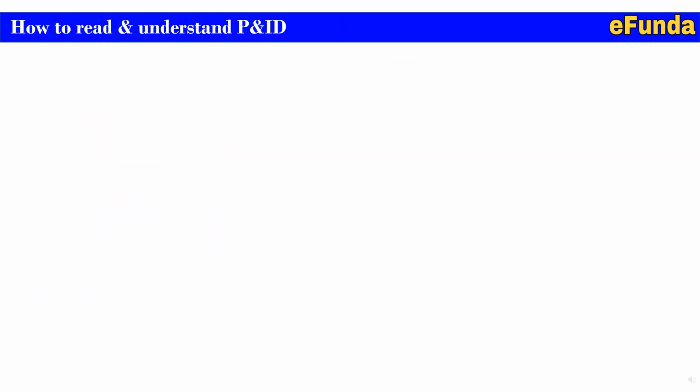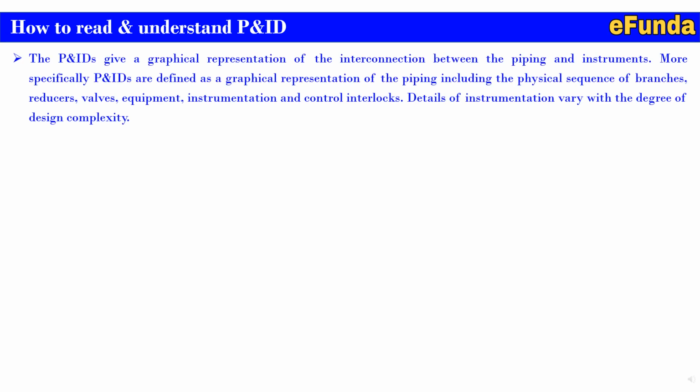Now we are moving on to how to read and understand the P&IDs. We have already seen what a block diagram, PFD and P&IDs are. Now we will see more details about reading a P&ID. The P&IDs give a graphical representation of the interconnection between the piping and instrumentation. More specifically, P&IDs are defined as a graphical representation of the piping, including the physical sequence of the branches, reducers, valves, equipment and instrumentation and control interlocks. The details of the instrumentation vary with the degree of design complexity.